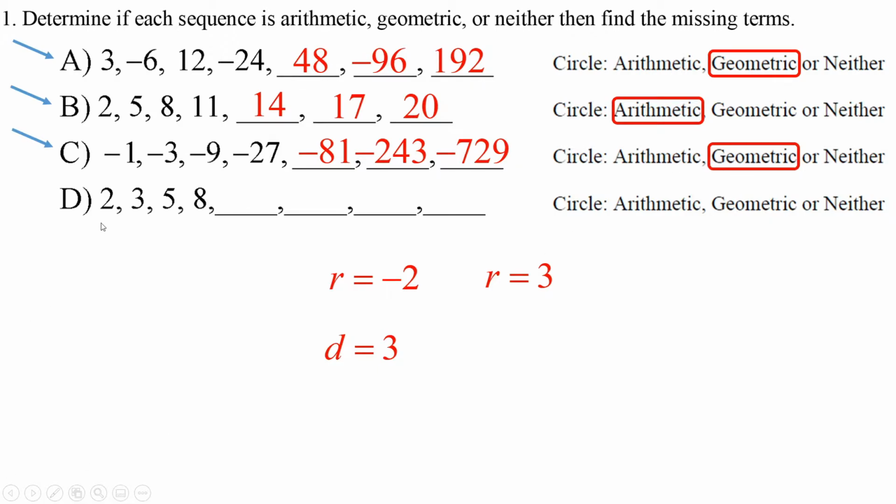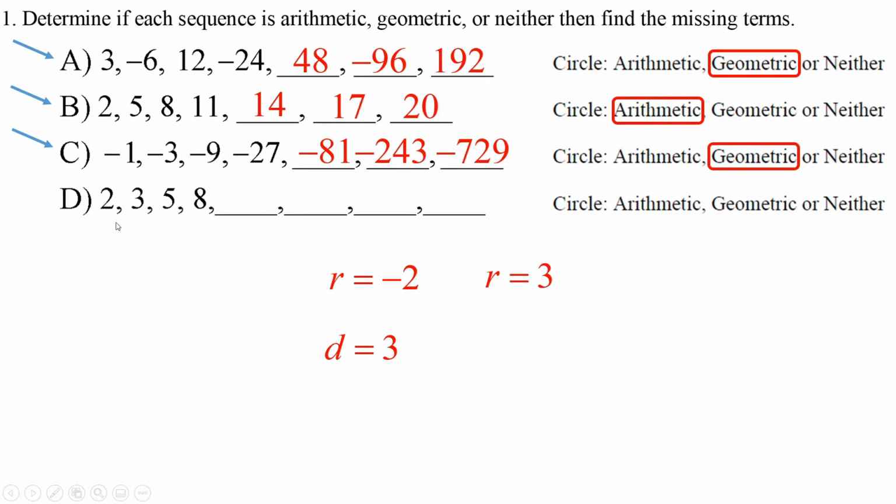One more. 2, 3, 5, and 8. Well, I'm not adding the same number. And you know what? It doesn't look like I'm multiplying by the same number. So I could check this like this. If I go 3 divided by 2, I don't get the same number as if I go 5 divided by 3. So this does not have a common difference or a common ratio. So it's going to be neither.